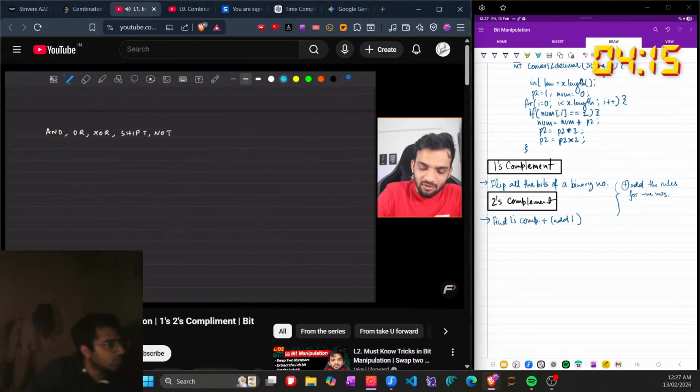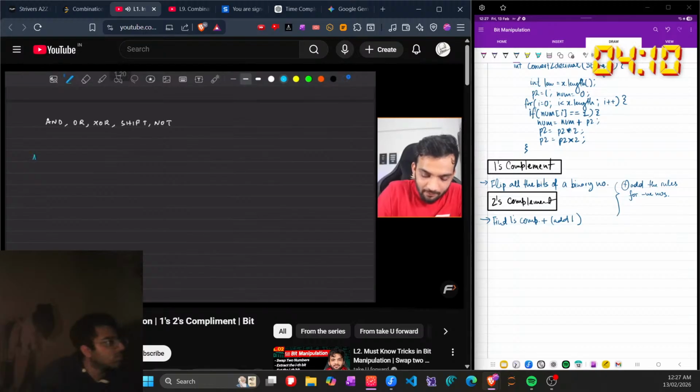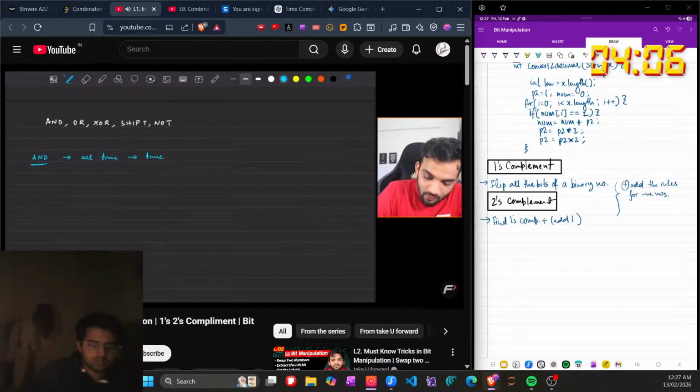Very simple. AND operator, probably I'll just start over here. AND operator means all true means true, 1 false means false. Remember this. What does this mean?